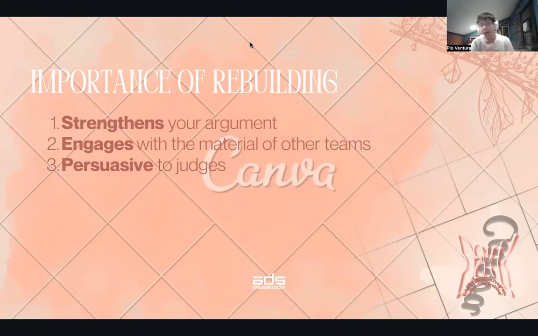I think the last is that it's very persuasive to judges in a few ways. The first is that broadly, when you are explicit with things like responses or weighing, it tends to make the life of the judge a lot easier, wherein when they look back at their notes, they can see that you directly responded to XYZ claims from your opponent, or that you directly proved why your material is necessarily more important than what comes from other teams.